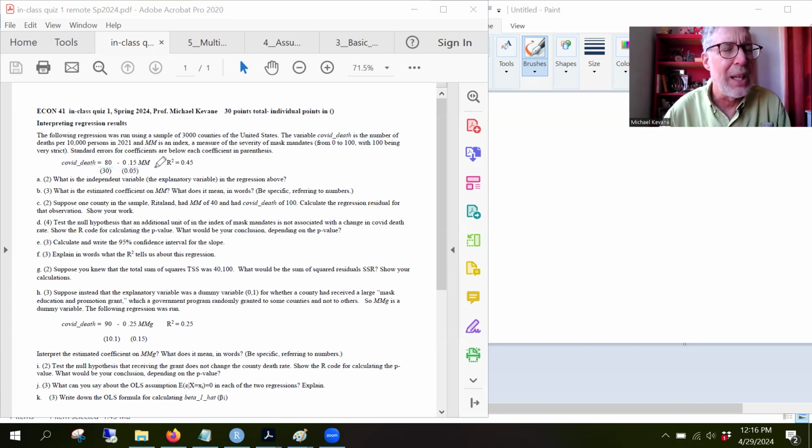COVID deaths as a function of mask mandates. The independent variable is mm. The coefficient is negative 0.15. That means for each 1 unit increase in mask mandates, COVID deaths per 10,000 go down by 0.15. So if COVID deaths before on average were 7 deaths per 10,000 people, when the mask mandate increases by 1, instead of being 7 deaths, it goes down by 0.15, so it will be 6.85 deaths.